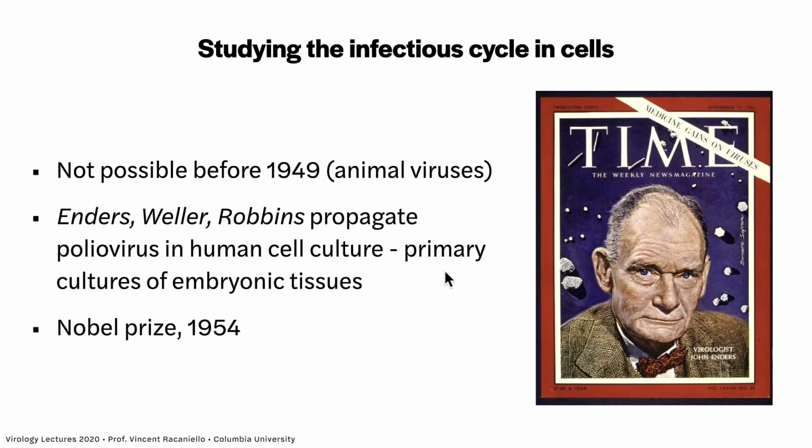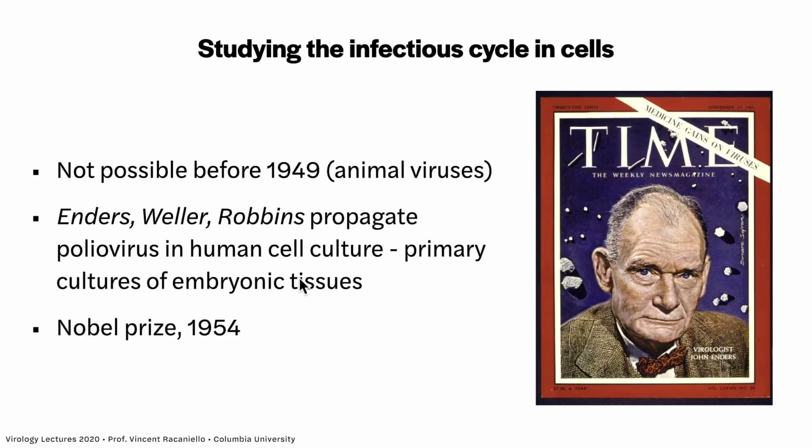Many other viruses could be grown in eggs for years. Nowadays, only influenza virus is grown in eggs. But the whole topic of today, studying this infectious cycle, wasn't possible before 1949, at least for animal viruses. And that's the year when 3 scientists, Enders, Weller, and Robbins, figured out that you could grow poliovirus in cells in culture. And they used primary cultures of human embryonic tissues.